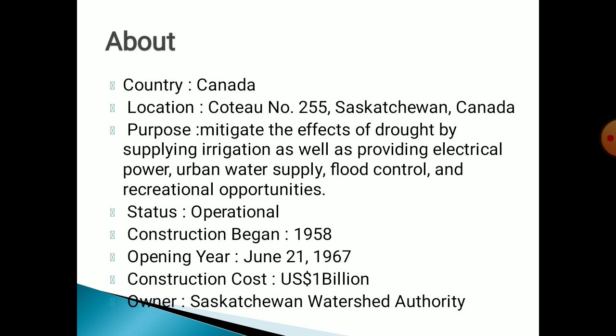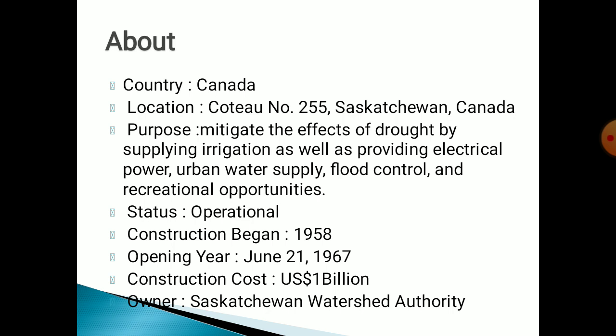It is situated in Canada and built over a river called the Saskatchewan River. The purpose of this dam is to mitigate the effect of droughts as experienced earlier and supply irrigation as well as providing electric power. It also helps in flood control, urban water supply, and recreational opportunities. The construction began in 1958 and was completed on June 21, 1967.